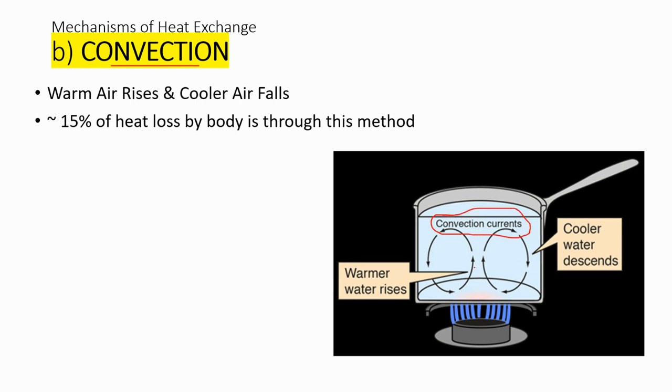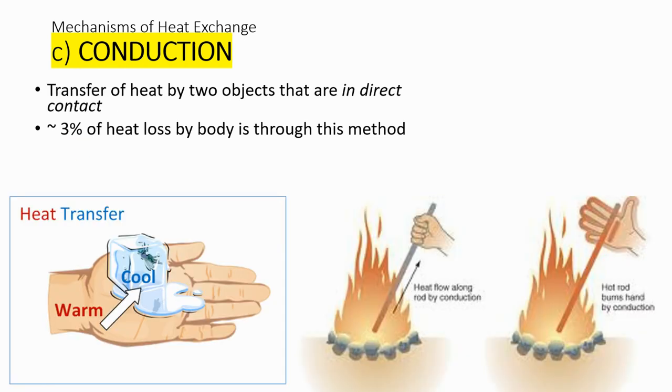If you've got a pot on the stove with water in it, the water at the bottom closest to the flames right here, that's going to have an area of high heat. And remember, things go from an area of high heat to low heat. So at the top where the cold is, because it's further away from the flame, things are going to move towards the area of high heat. And then when they get up here, they're going to get cooler and become more dense and fall. So you have what's called these convection currents that happens. This accounts for 15% of heat loss by the body.